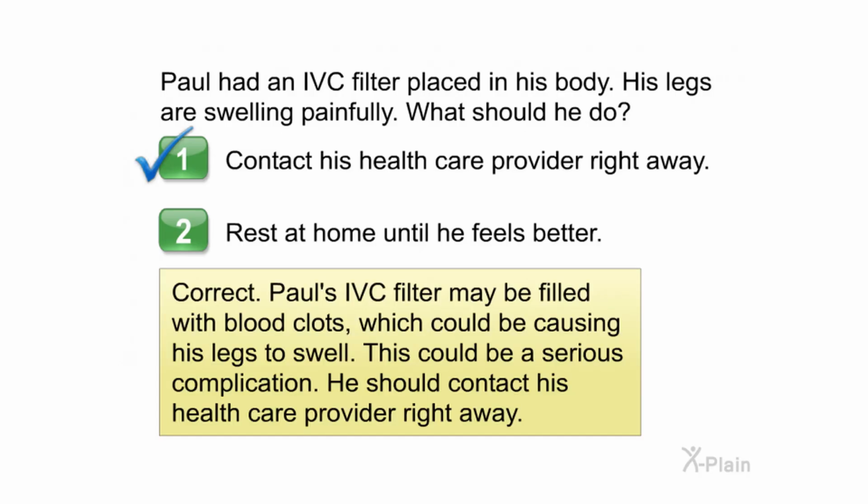Correct. Paul's IVC filter may be filled with blood clots, which could be causing his legs to swell. This could be a serious complication. He should contact his healthcare provider right away.